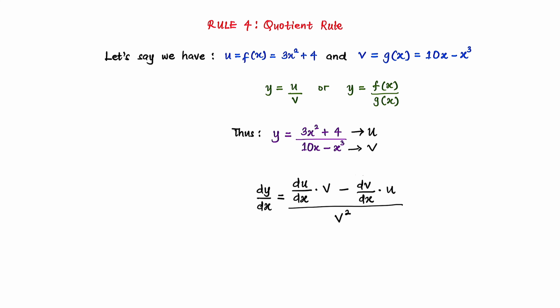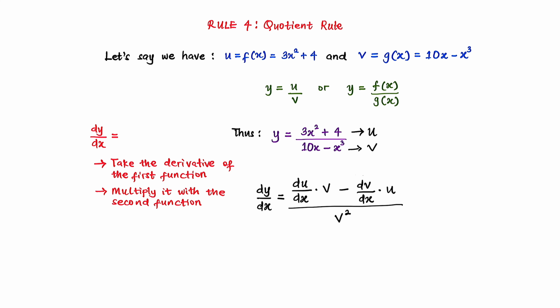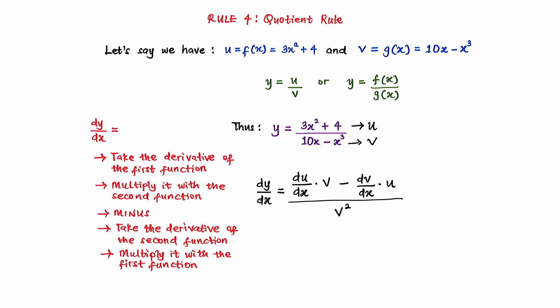If you have seen the video on product rule, then you know that we have a way of memorizing the formula which will aid us to remember every time we want to apply the quotient rule. So we have dy dx, take the derivative of the first function, multiply it with the second function. Unlike the product rule, we will have minus now. Next, we will take the derivative of the second function, and we multiply it with the first function. And lastly, divide all by the square of the second function.